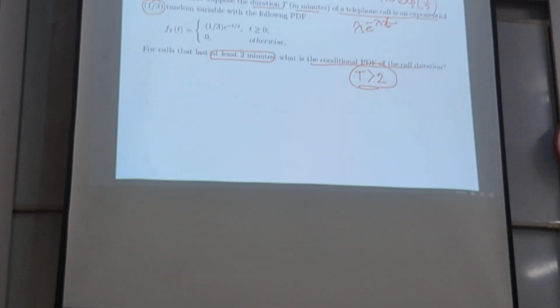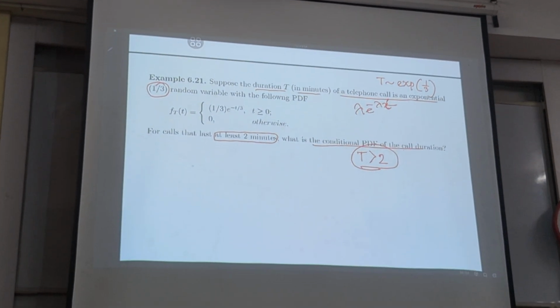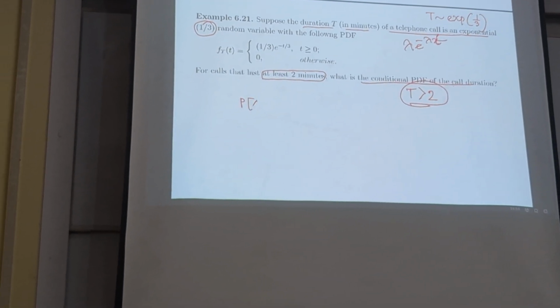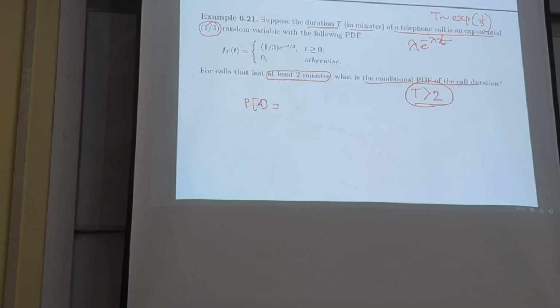It's okay, because remembering that one is very difficult. The probability of A is the probability that T is greater than 2. How can you calculate a probability for a continuous random variable? We integrate the PDF, usually from the critical value. From 2 to what? Infinity. What do we need to do? We need to integrate.